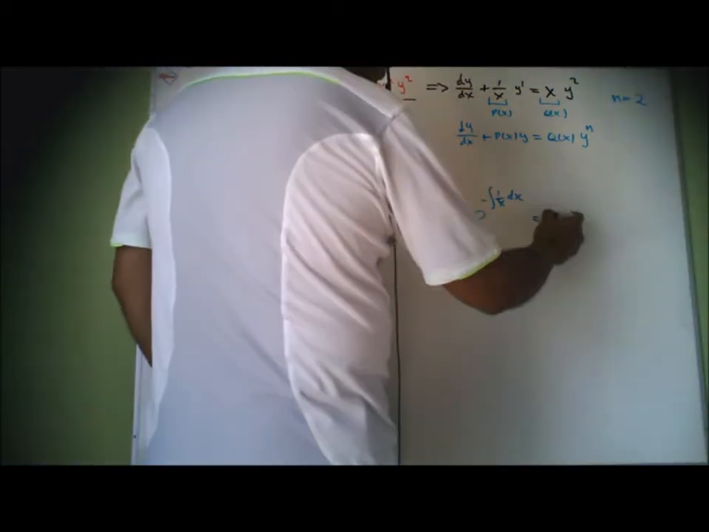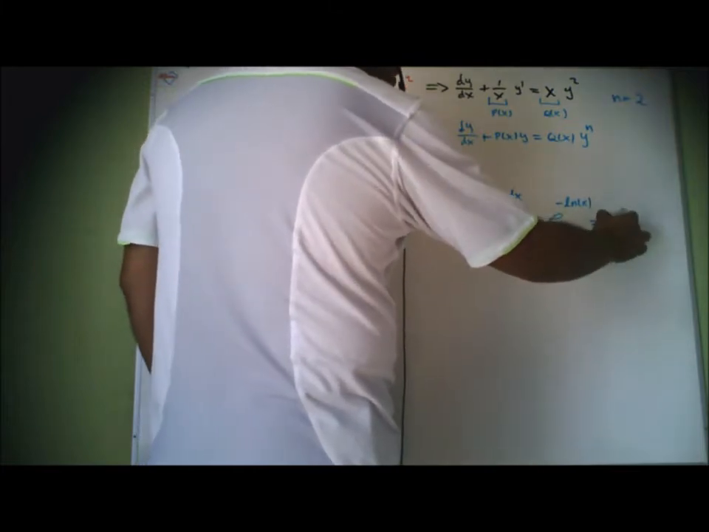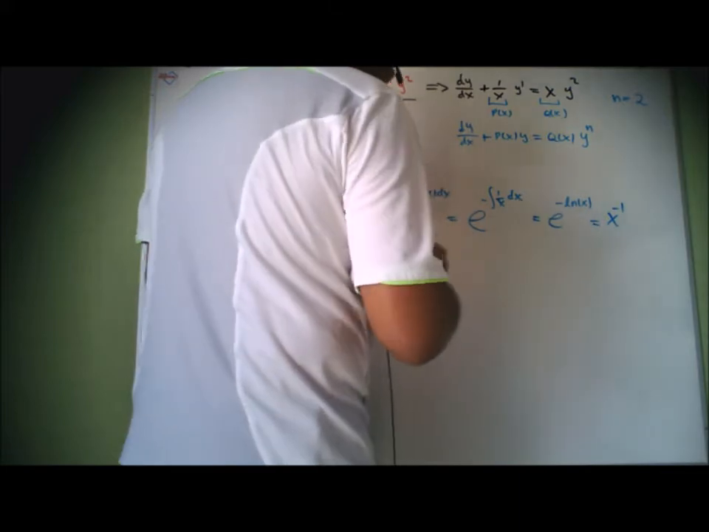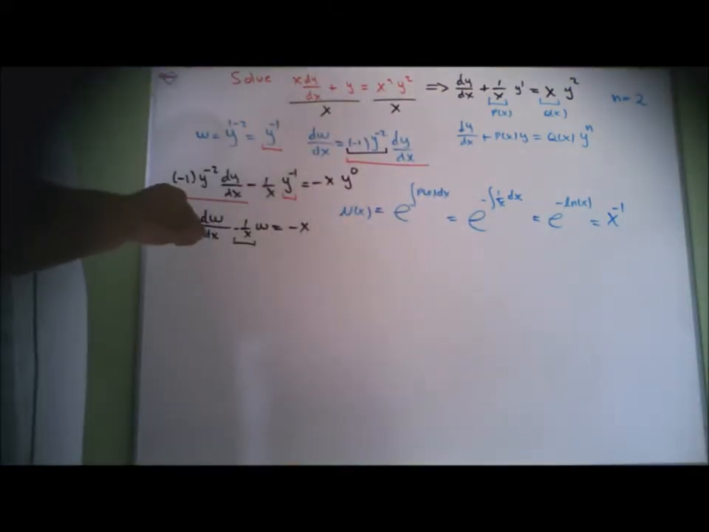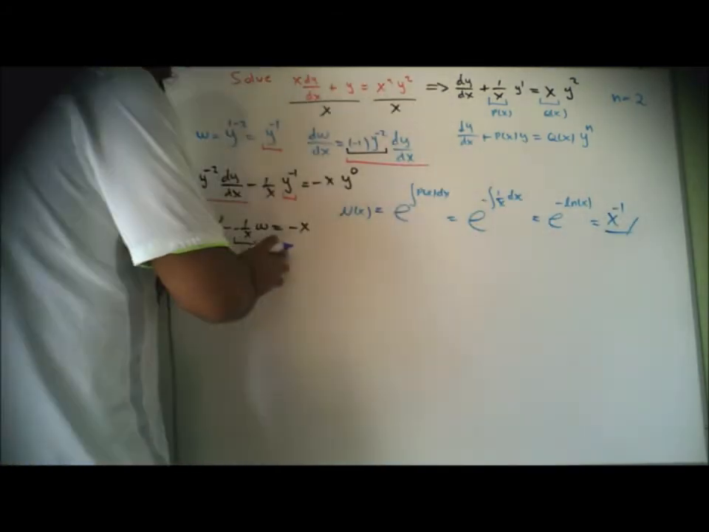So this is going to be exponential of the minus natural ln of x. So this is going to be x to the power minus 1 if you pass the minus to the power, and then cancel the exponential and the natural ln. So what you should do with this, then you will multiply this times the differential equation.